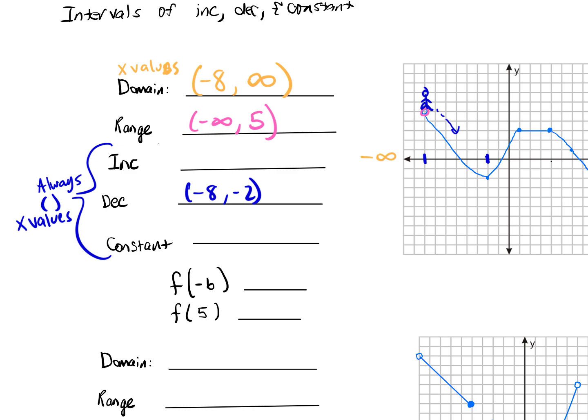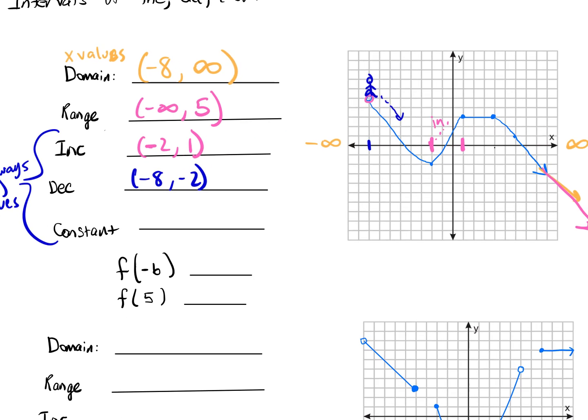Then we start walking uphill from what x value to what x value? From -2 to positive, what x value? 1. Perfect. So we're increasing from -2 to positive 1. What are we doing from 1 to 4? For flat, what does that mean? Constant. So we're constant from 1 to 4.